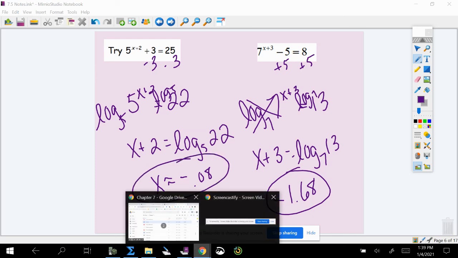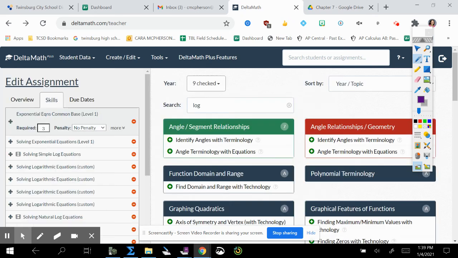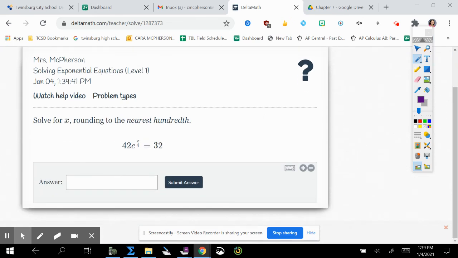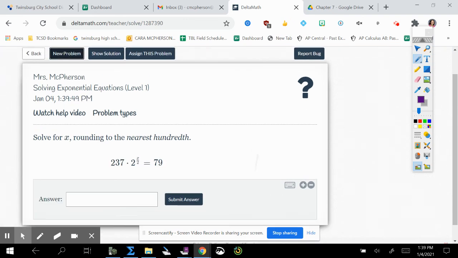I think on Delta Math, let me take a look here. I think on Delta Math, they do expect decimals. So here's an example of one, and it will tell you to round to the nearest hundredth. I think a lot of them will have that in the directions. Yeah, round to the nearest hundredth.